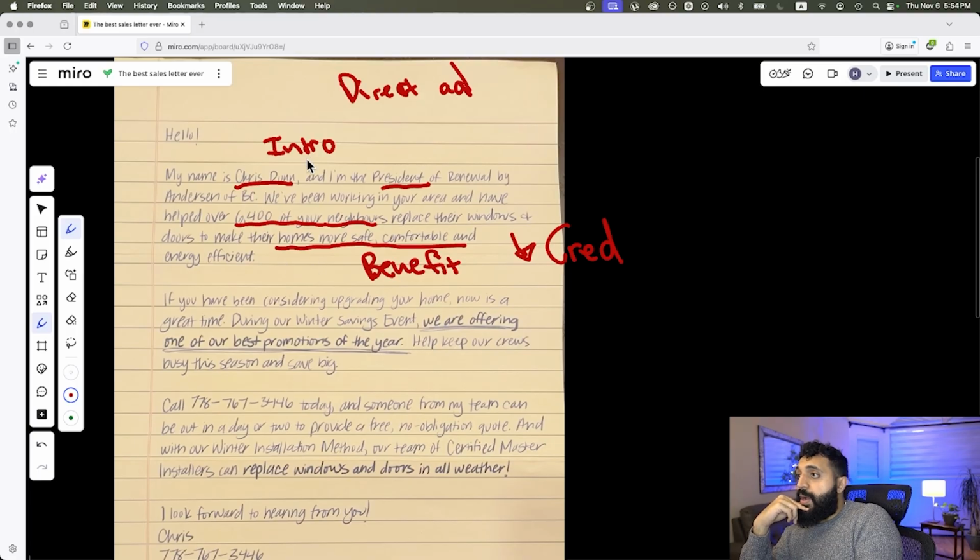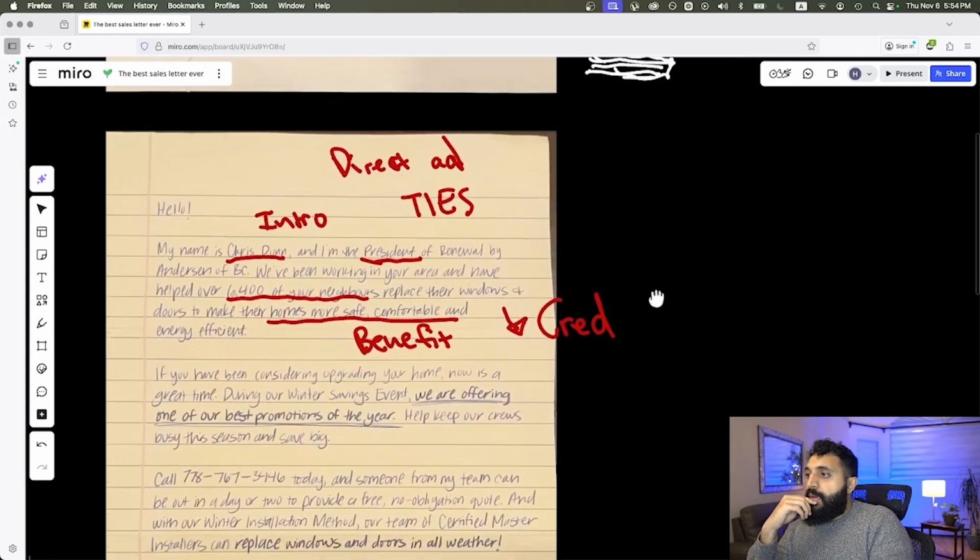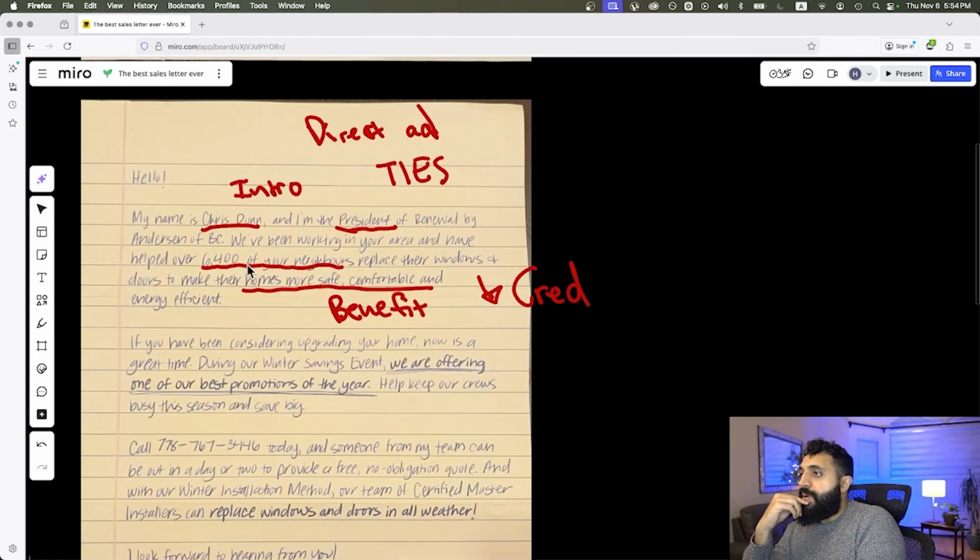All right, so here's who I am. I'm the president. Okay, so this is important. This is the president himself reaching out to me. He's got all this credibility. It's other neighbors of mine that have had this benefit. And then also it actually ties into the pattern interrupt. Hi neighbor. All right, how does it tie into it? Well, it's talking about 6,400 of your neighbors.